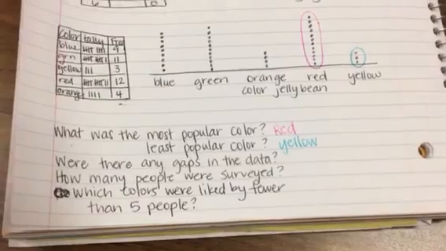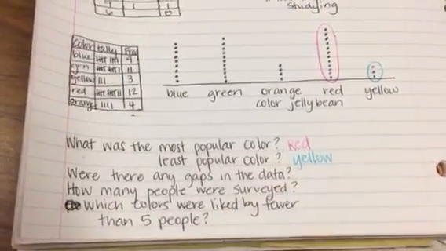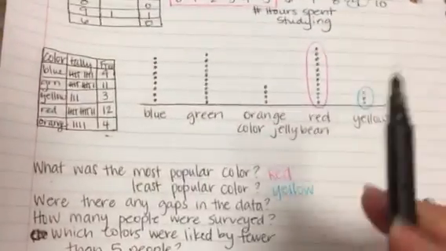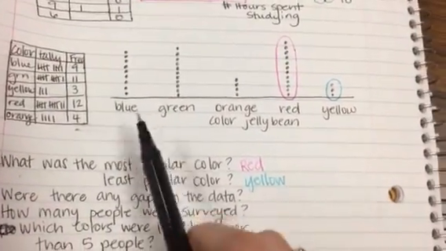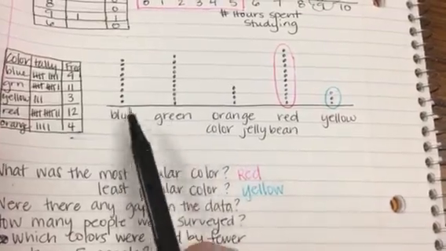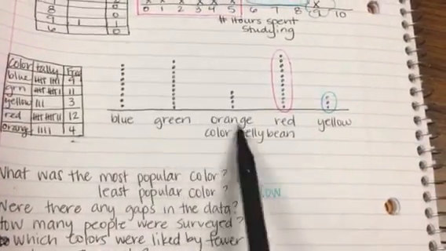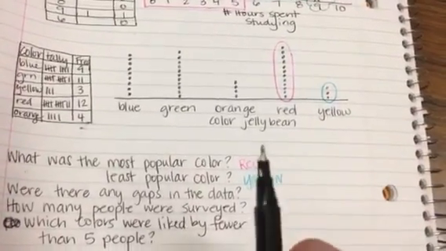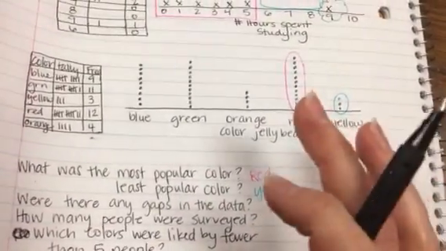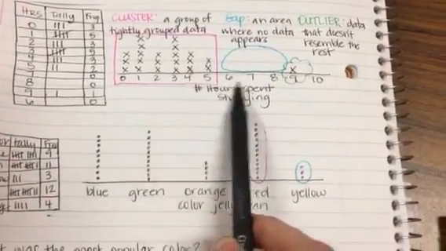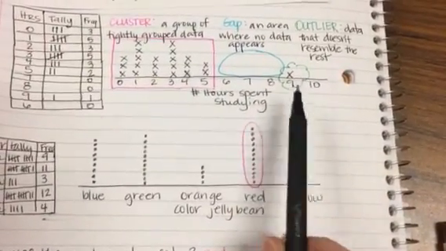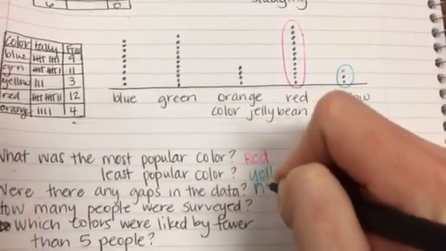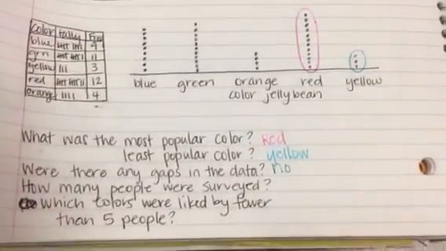The next question says, were there any gaps in the data? Well, remember we said a gap is an area where no data appears. If you're doing qualitative data, you're probably not going to have any gaps. Qualitative data, remember, is data that falls into categories like colors or foods or ball teams, things like that. Quantitative data is number data, and that's where you're going to see gaps in your data more often. So the answer for this one is no, we do not have any gaps in our data.